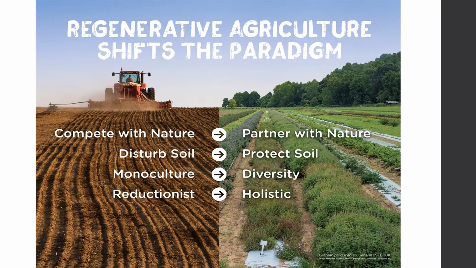So regenerative agriculture, these are some of the things it does. On the flip side, regular, non-regenerative agriculture competes with nature, whereas regenerative partners with nature. So as I said before, they use everything. They use their resources, insects, the soil. They're really just trying to develop the soil. Another one is, without it, it might disturb the soil, whereas regenerative protects the soil.